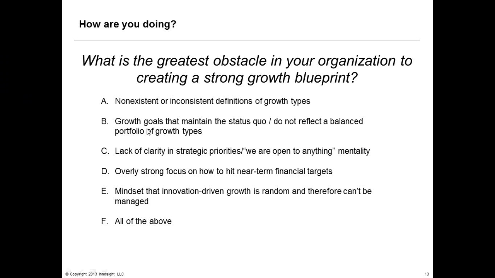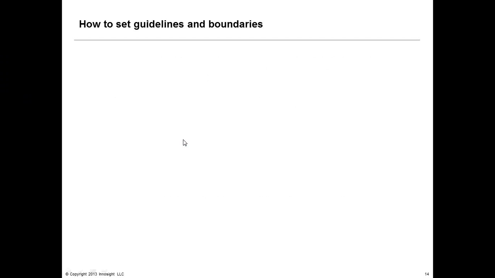Great. So then just the last point that I will make here on the growth blueprint is going into a little bit more detail on what we refer to as guidelines and boundaries. And how do you actually do that in practice? What are the steps you can go through? And the way that we think about this is that any type of new growth or innovation opportunity that you'll pursue can be parameterized on a number of different dimensions.